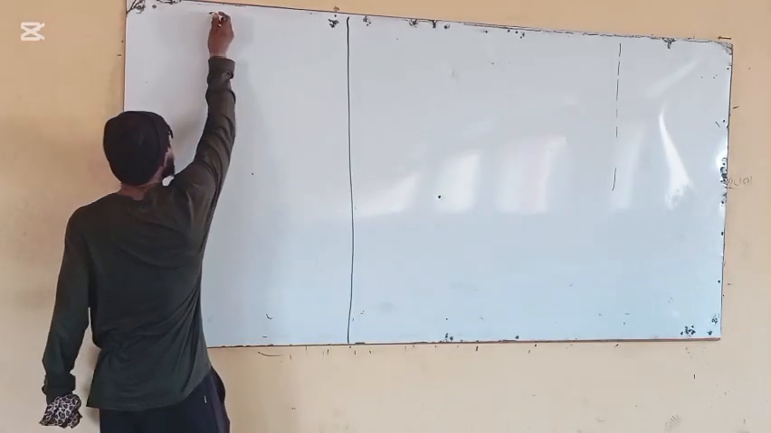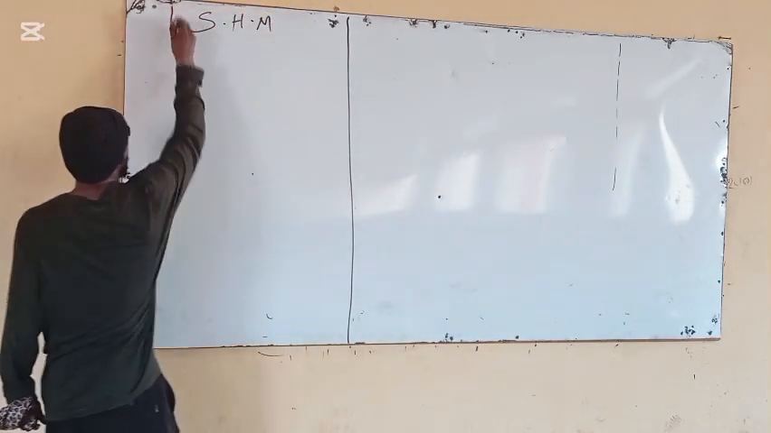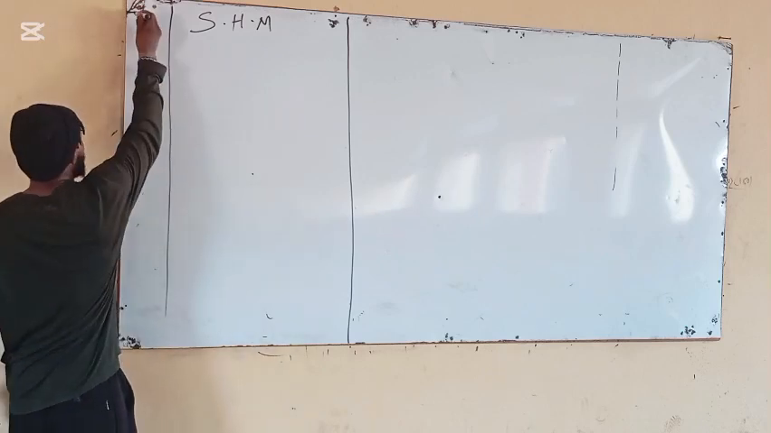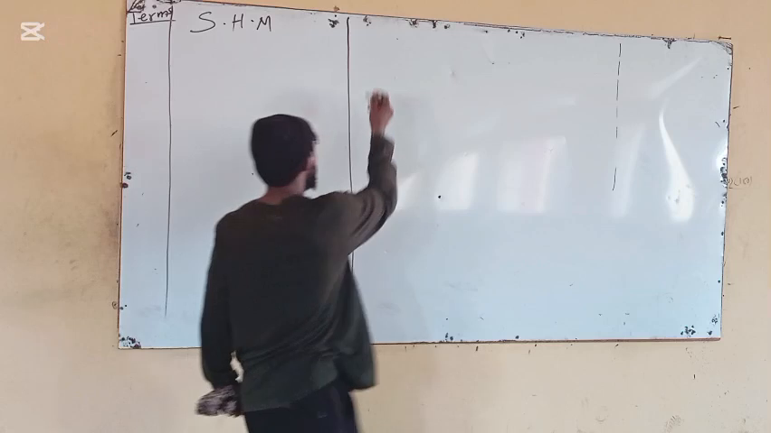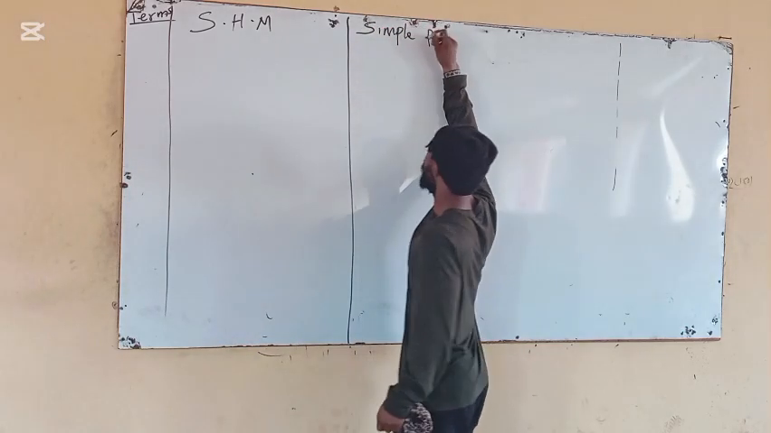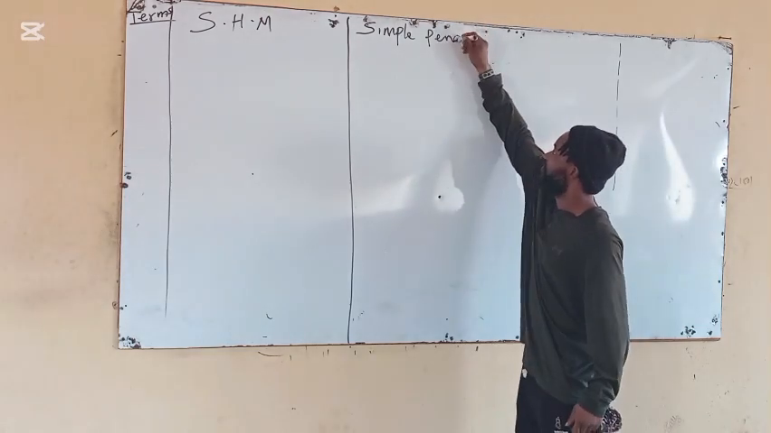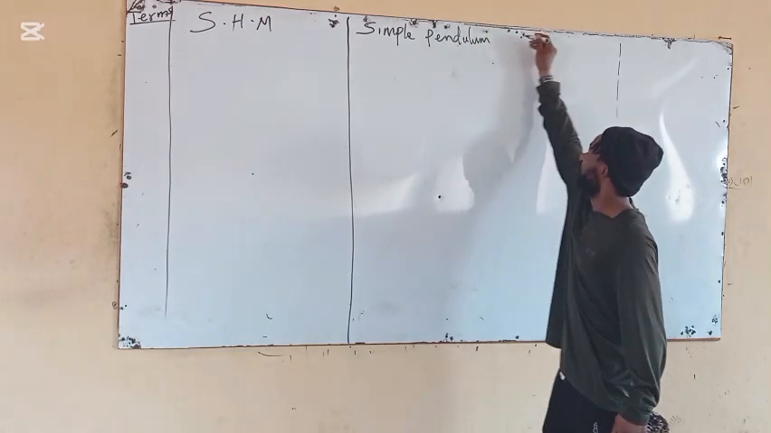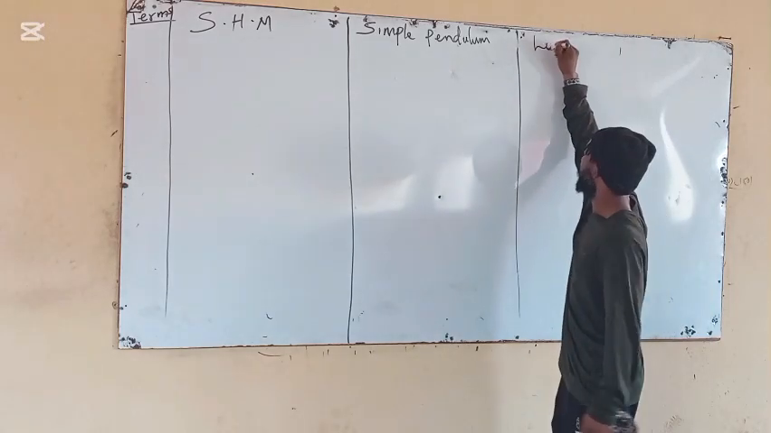So see what I'm going to do. This side is for my simple harmonic motion. This side is for the terms related to simple harmonic motion and the examples of simple harmonic motion. This one is for my simple pendulum. Please pay attention so that we can quickly solve those questions and go home. Simple pendulum. This one is for my loaded spring.